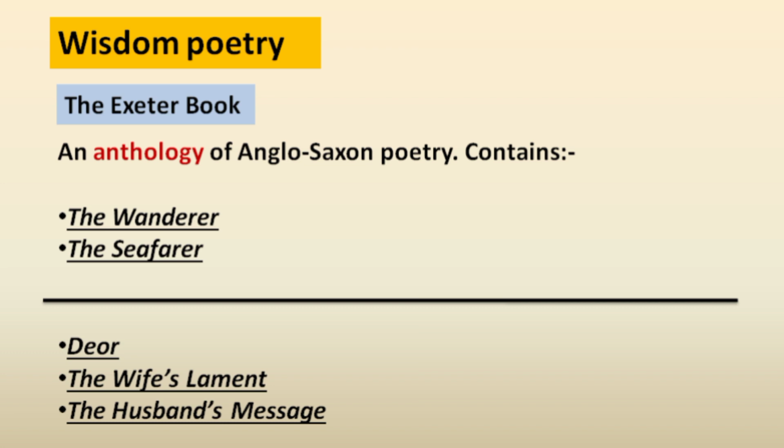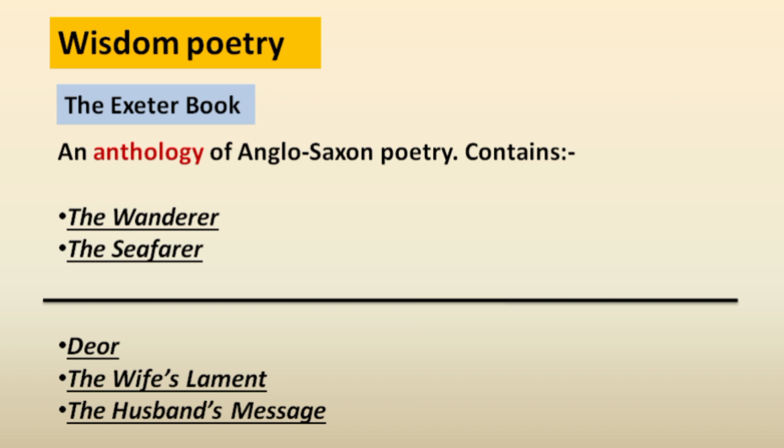Now, we are going to another category of poems, the wisdom poetry. Earlier, we talked about the heroic poems and the religious poems, and now we have wisdom poetry. Now, before talking about the wisdom poetry, there is something called the Exeter Book. Now, this is an anthology or a collection of Anglo Saxon poetry.